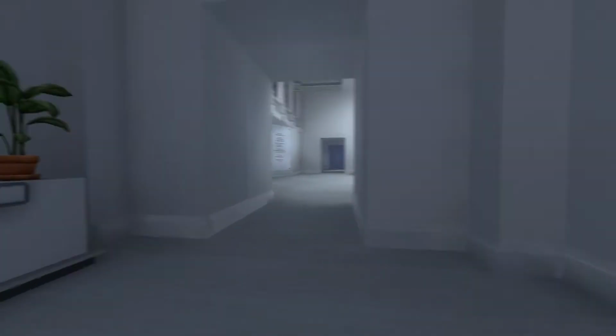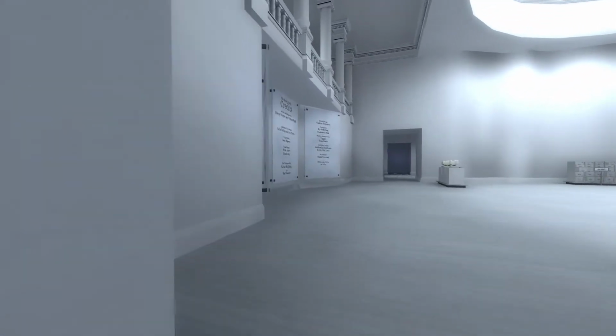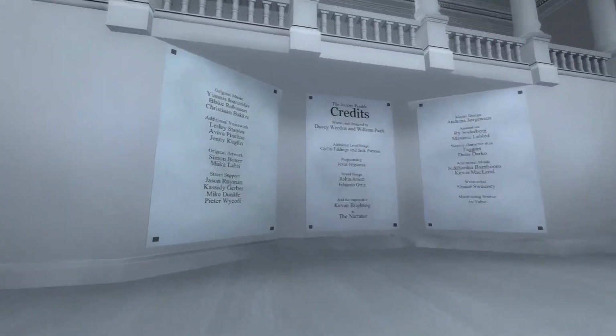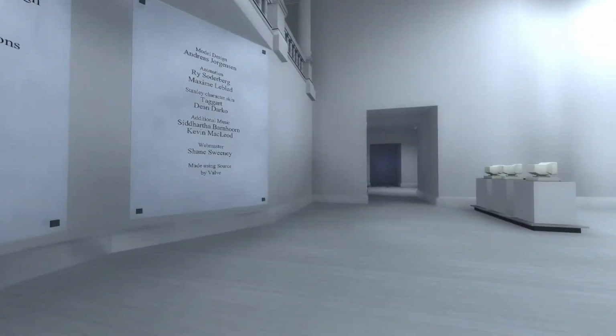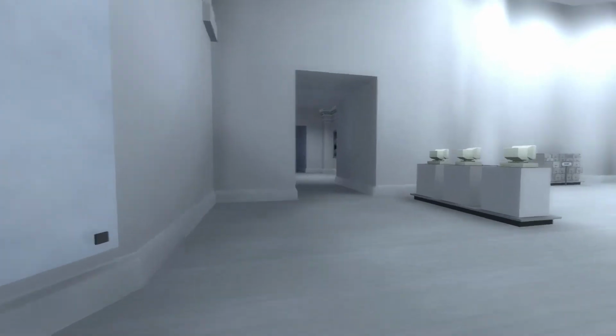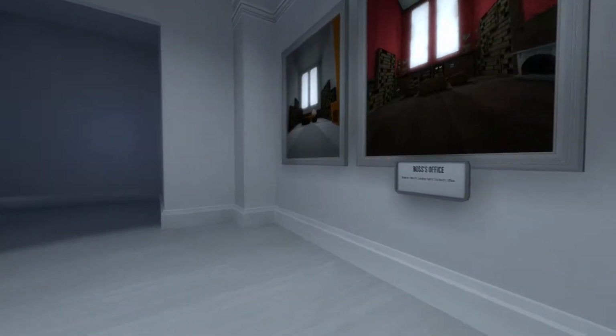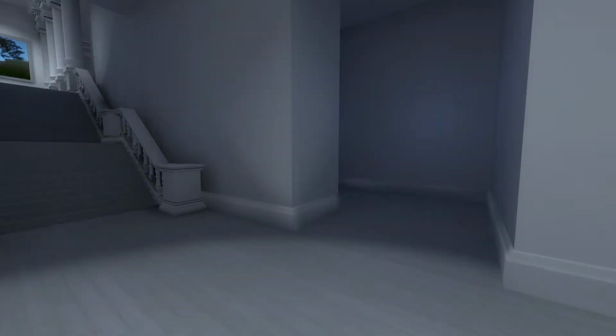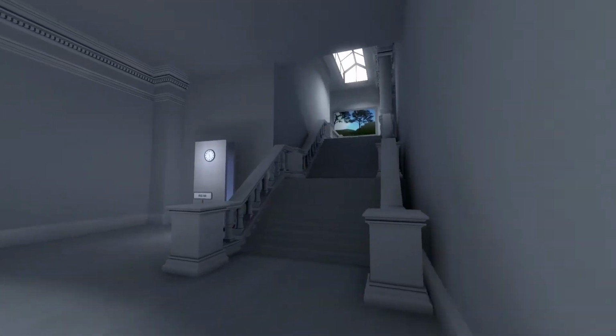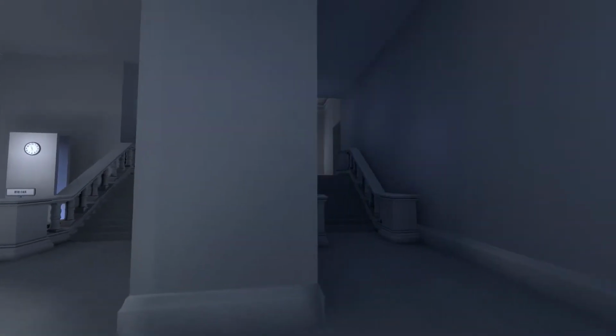Maintenance room. Credits. Boss's office. Wall clock.